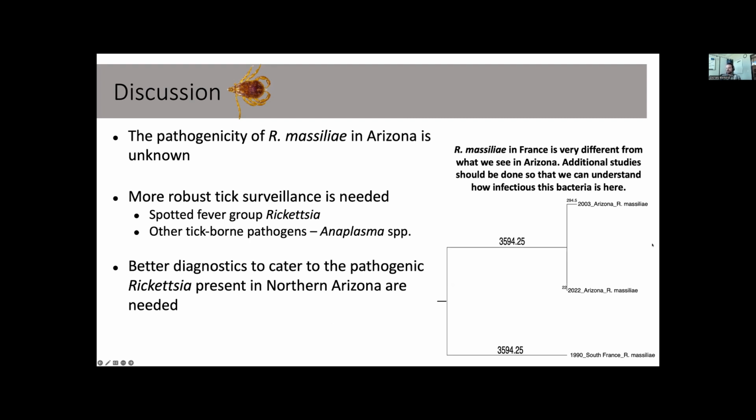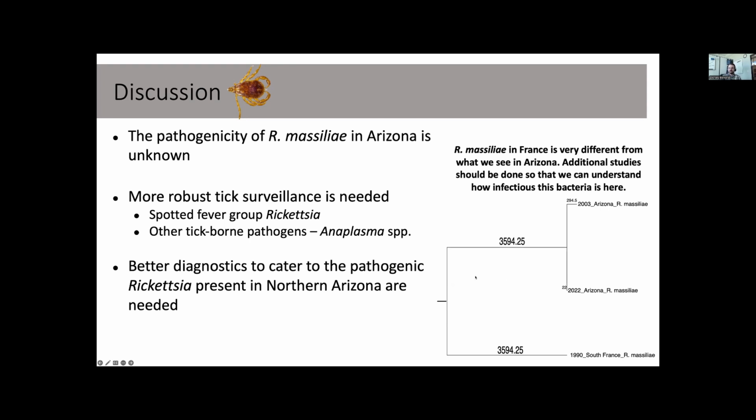We constructed this maximum parsimony tree that we see here. We have both the Arizona genomes in there, so our genome, as well as the one from earlier in the 2000s. Then we have the Southern France isolate as well. We see that there are over 7,000 nucleotide changes from the Southern France isolate to the Arizona isolates, so they're very different from one another. We needed to do additional studies to better understand how infectious Rickettsia bacilliae is here in Arizona.